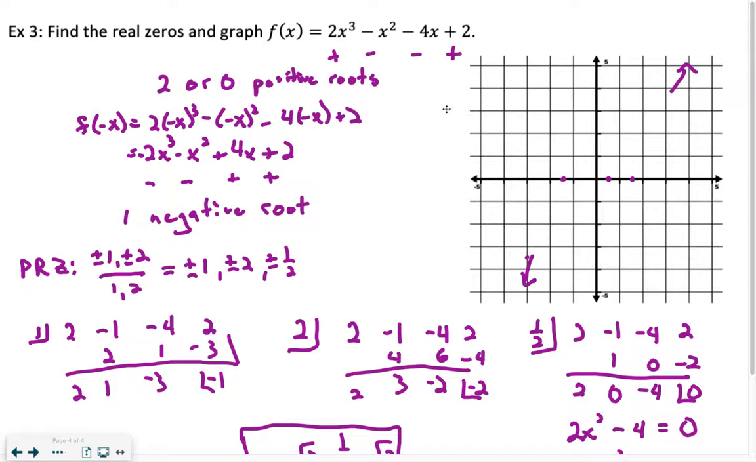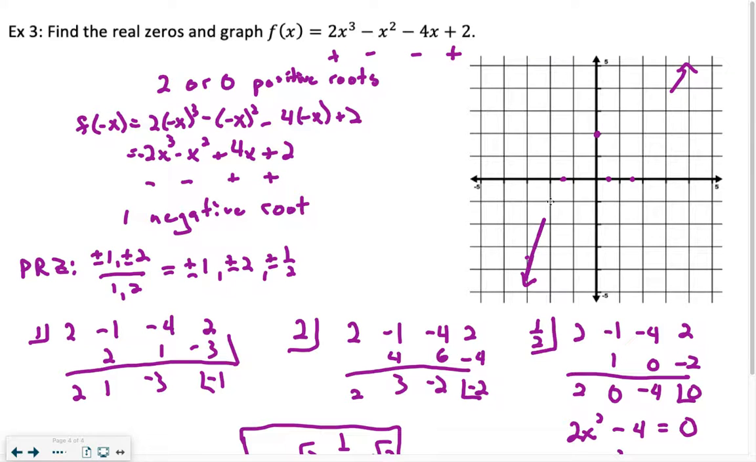We can easily find the y-intercept. So if I look at this function, right, and I plug in 0 for x, I would get 0 minus 0 minus 0 plus 2. Well, that means that the point 0, 2 has to be on my graph. That's another important piece of information that we could use to sketch this graph.